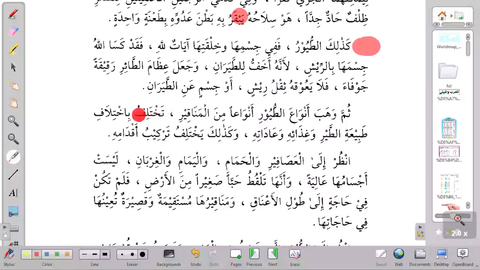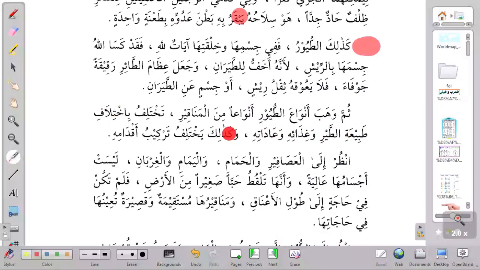So, takhtalifu bi ikhtilafi tabi'ati at-tayr. It differs by the difference in the nature of the birds. Ikhtilafi tabi'ati at-tayr, the difference of the nature of the birds. It differs by means of that. Wa ghizaihi, and then his food. Wa adatihi, and then his habit. So the beak differs by the different nature of the birds, and then the food that they eat, and then his habit.